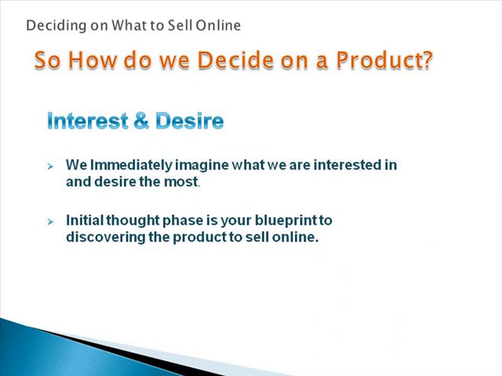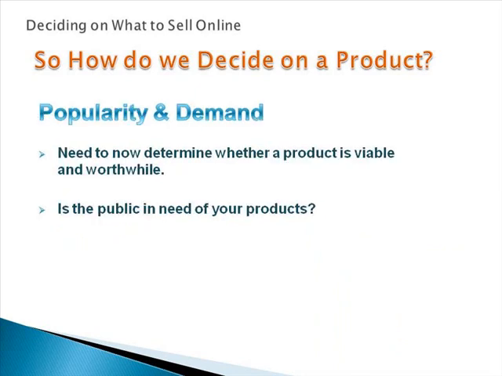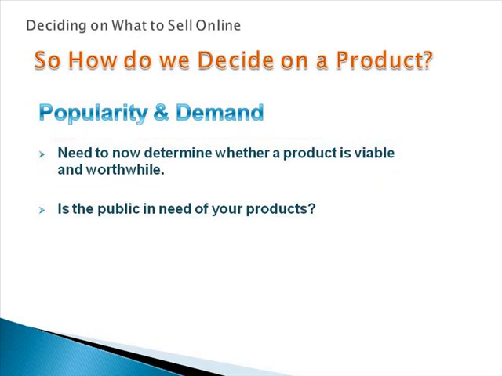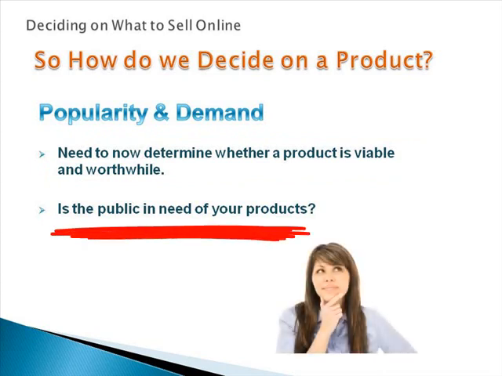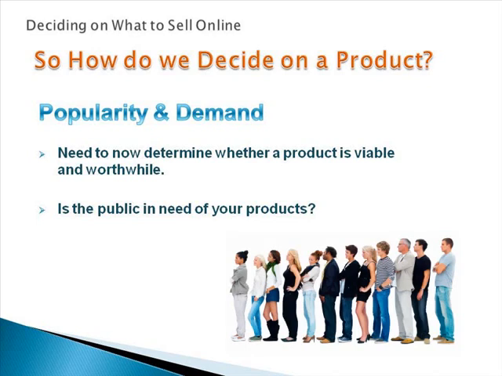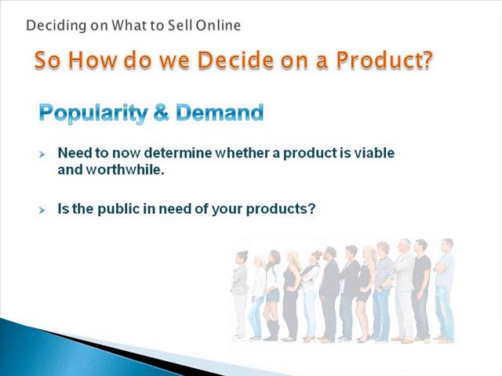The next step in the 6-step process is popularity and demand. In the popularity and demand step, we need to have an understanding that even though what we desire is important, we now need to determine whether the product of your choice is viable and worthwhile. Therefore, to do this, we need to have an understanding whether the public is in need of your product's basic function, uses, and how significant your product is in your customers' personal and working lives.